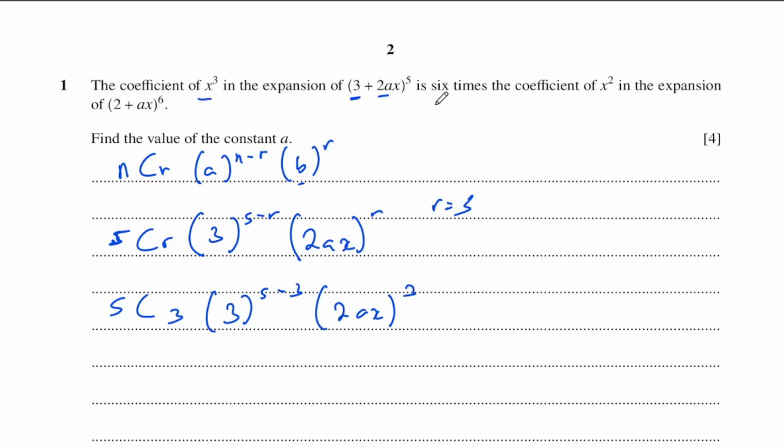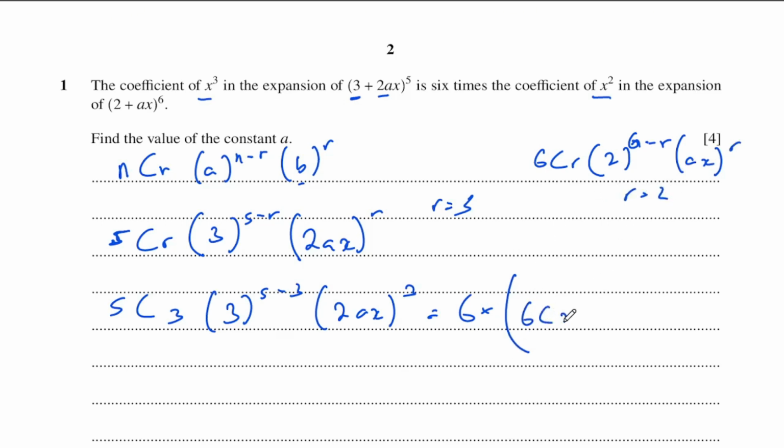That is 6 times the coefficient of x squared in this expansion. So in this expansion, it's going to look something like 6Cr 2 power 6 minus r, and then ax power r. Again, this is the only thing that has x, and we want the coefficient of x squared, so r here will be 2, and we're basically looking at 6C2, 2 power 6 minus 2, and then ax power 2. And so that is our equation done.